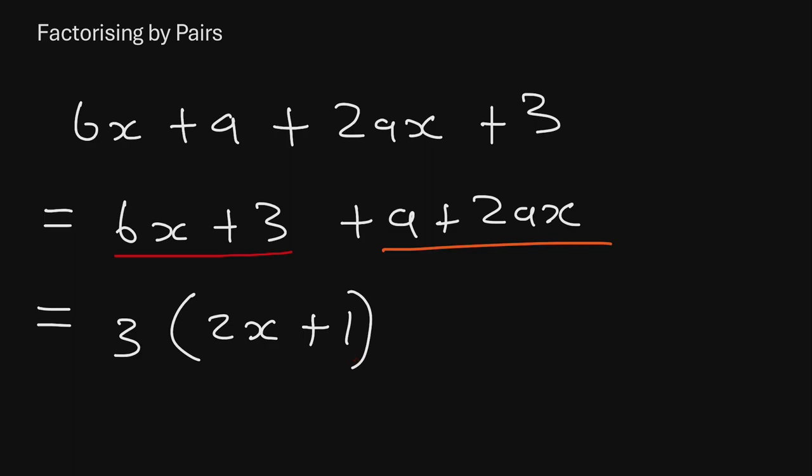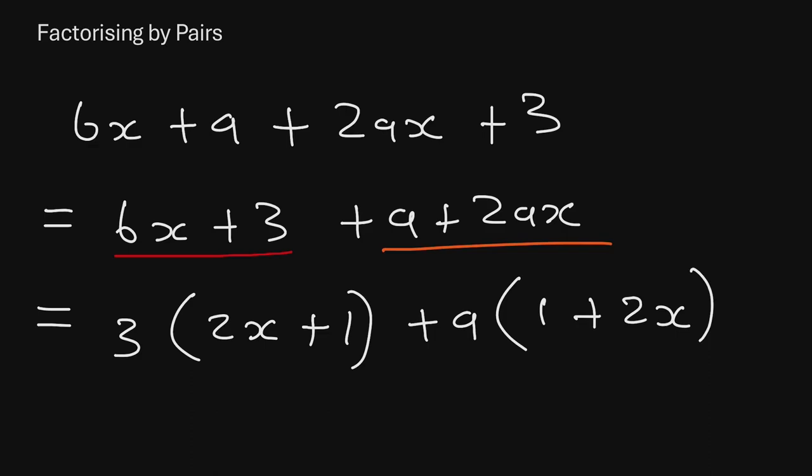So now let us take out the common factor in the second pair. In the second pair, we know that the common factor is positive a. So we're going to open the bracket to say, if we take out positive a as a common factor, we are going to be left with what? We're going to say a divided by a, and that is going to give us 1. A divided by a is 1. Then we move to the second term to say 2ax divided by a. So the a will cancel out and you will be left with 2x.